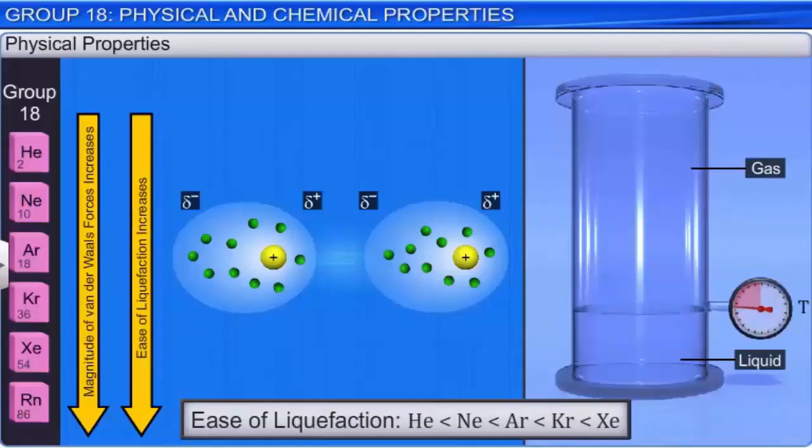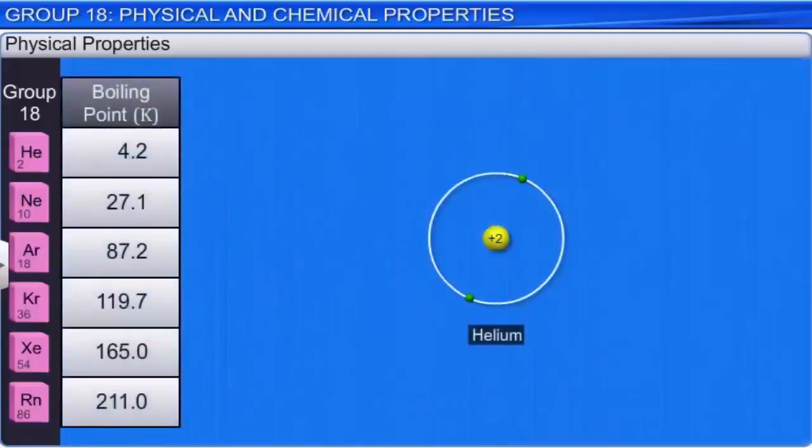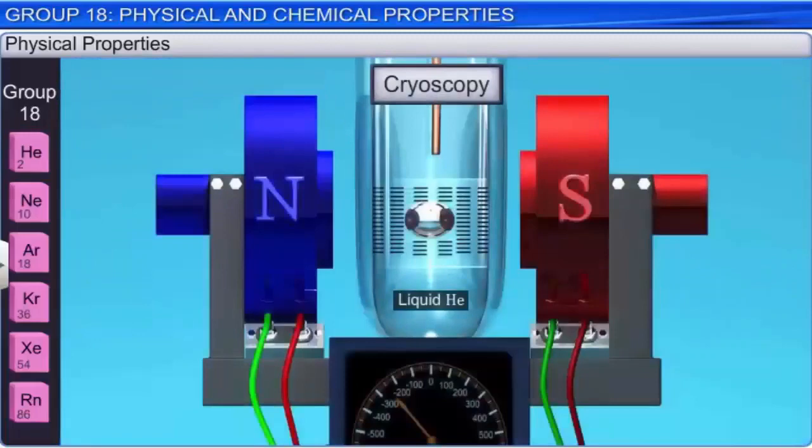Note that helium has the lowest boiling point among all the elements in group 18. Moreover, it has the lowest boiling point of any element, just 4.2 Kelvin. Liquid helium finds use in cryoscopy to obtain the very low temperatures required for superconductivity.